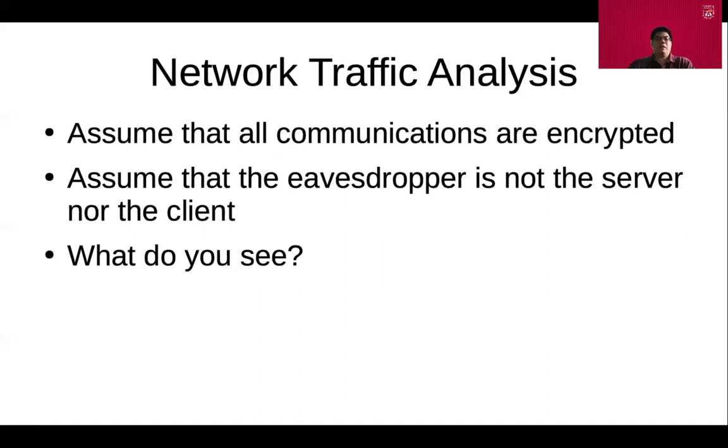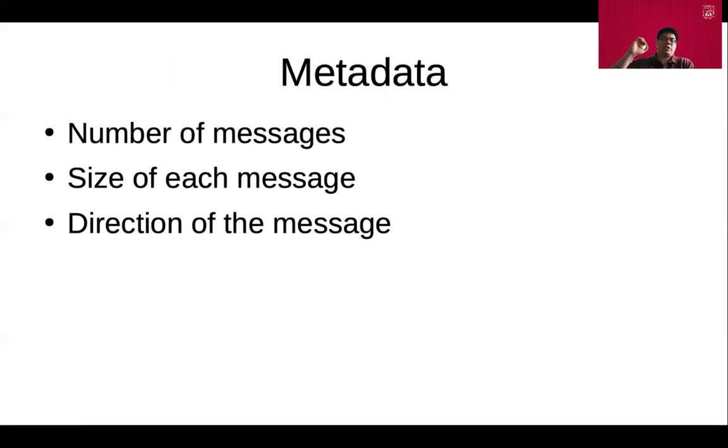So I want you to take maybe a minute and think about what you can see if you're on the network. Let's say you're Comcast or AT&T, you have some client talking to some server, you don't know who they are, but all the communication is encrypted. What you do see are the actual messages, but you do not see the contents of the messages. You do see how many messages were sent, you see the size of each message, and you also see whether the message is from server to client or client to server. That's the metadata of what you can see. You do not see the contents of the message.